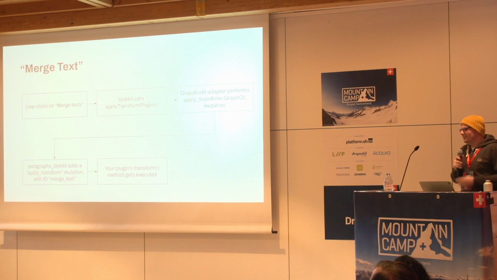All right, so a bit about the architecture of how this works. So the user clicks on merge texts. What happens is Blokkli, the editor, calls the apply transform plugin method of your adapter, and that one actually does the GraphQL request. And there's a mutation called apply transform, and it contains the ID merge text, and that one will then execute your transform plugin. And in the end, Drupal returns the updated state, and then Blokkli updates that in the front end, which would mean basically these two paragraphs are gone and replaced with one.